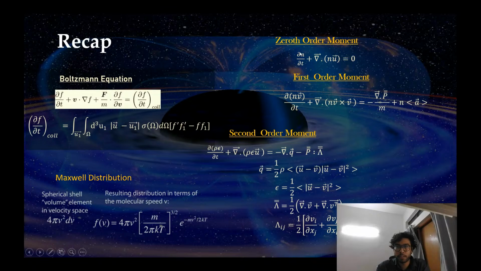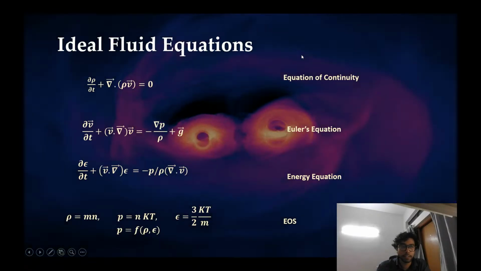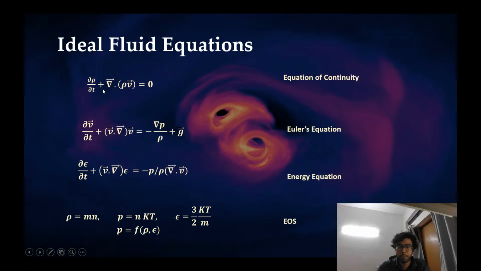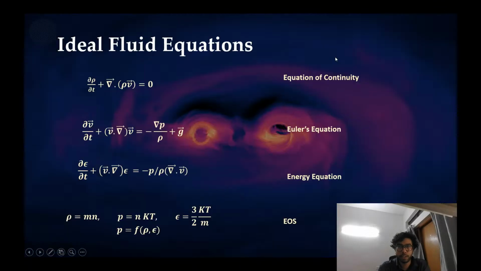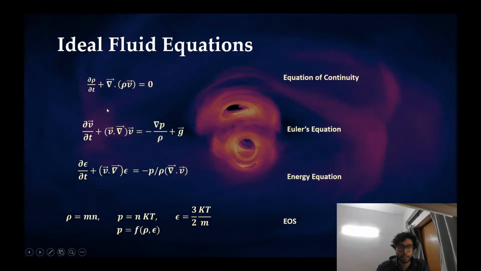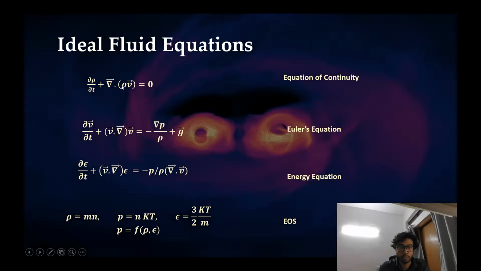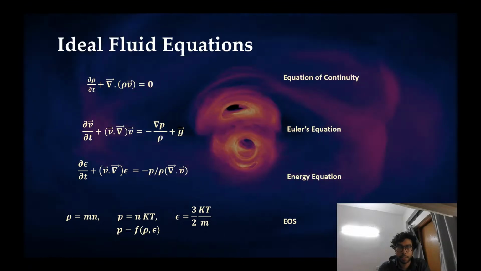So if you just multiply this equation with m, you can get this first equation, right? So m times n is rho. So del rho del t plus del dot rho v equals 0. So that is just the continuity equation. We have done this a lot of times. Okay, so this is pretty simple.